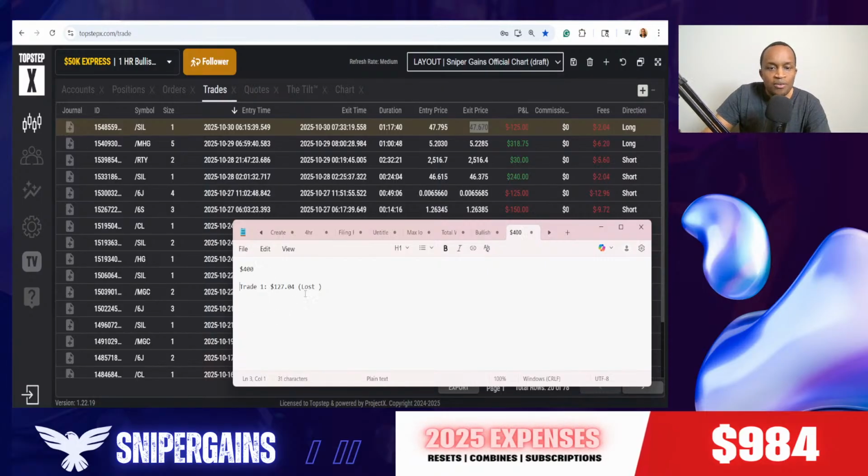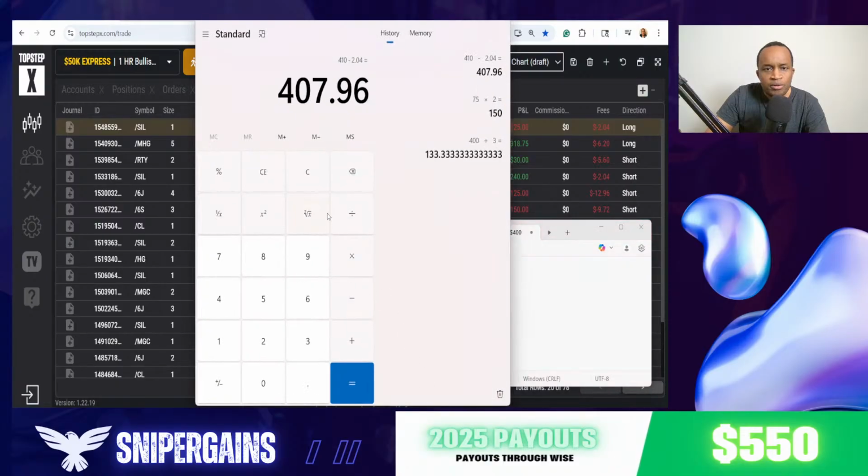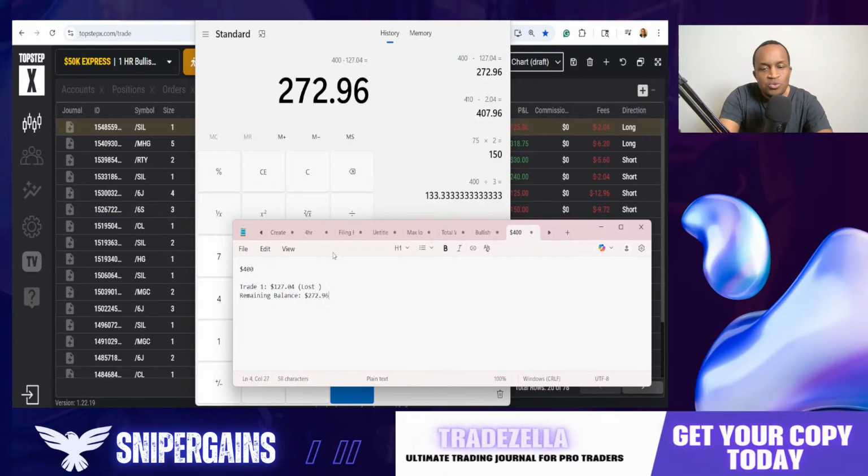So now the remaining balance is going to be 400 minus 127.04. That's $272.96. So I got a remaining balance of $272.96. So the goal is just to see if I can find a good setup where I can use that balance. So let me put this in TradeZella for my notes.